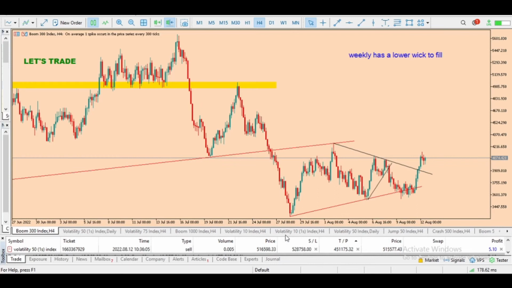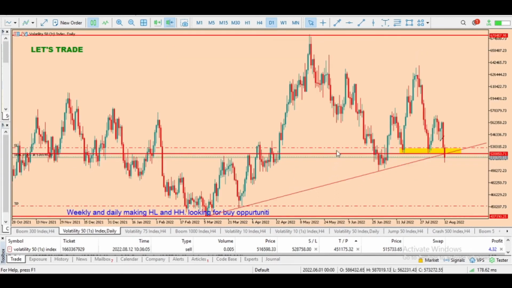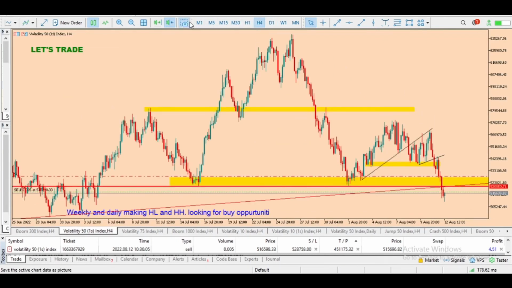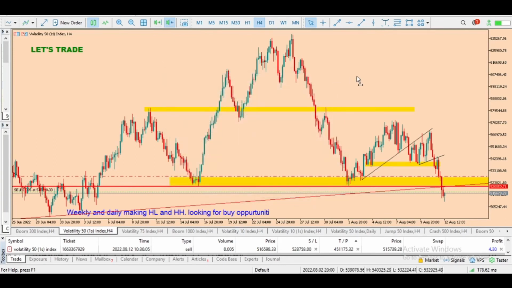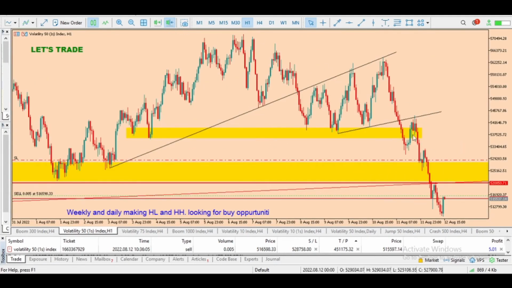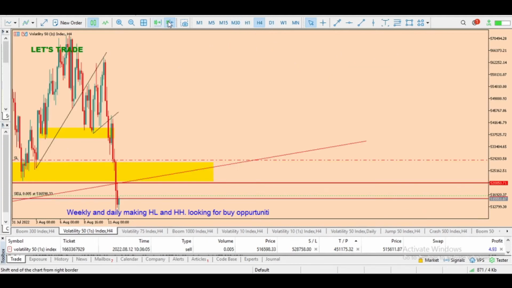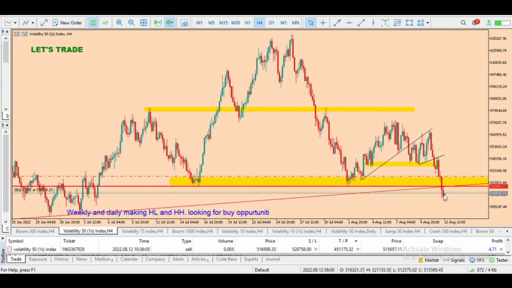Okay, I have one open trade on Volatility 51s. I placed this trade on the 4-hour time frame. I actually was trailing this trade from this point, but I missed my entry around there. So when we broke below this trend line, I took my trade.